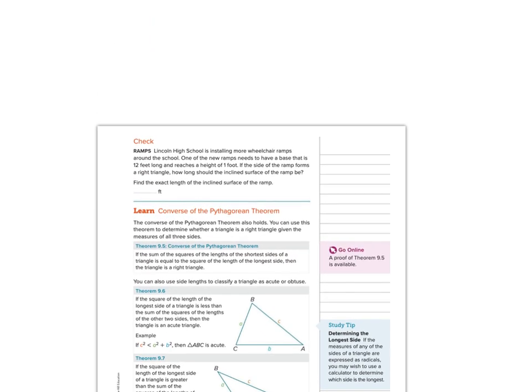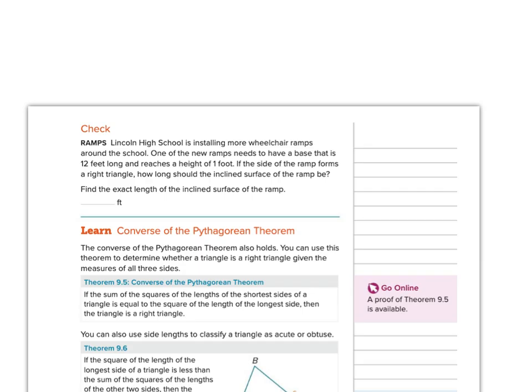And then here, looking at this one, we have the same little word problem going on. Ramps. So Lincoln High School is installing more wheelchair ramps around the school. ADA compliant, always an important thing. One of the new ramps needs to have a base that is 12 feet long. All right, so if I'm building a base, I need to have it 12 feet long, they said, and it reaches a height of 1 foot. If the side of the ramp forms a right angle, how long should the inclined surface of the ramp be? Here is my inclined surface. So again, A, B, C.